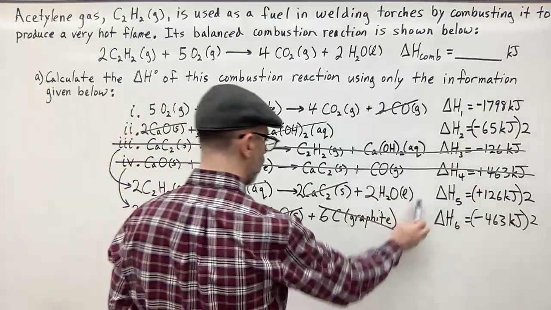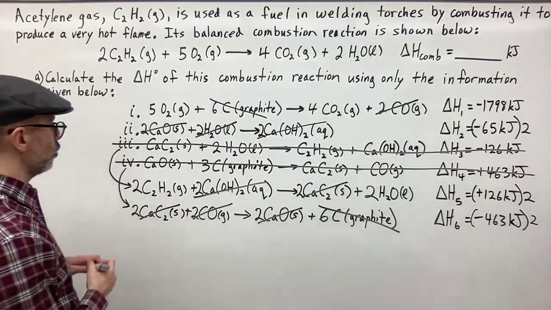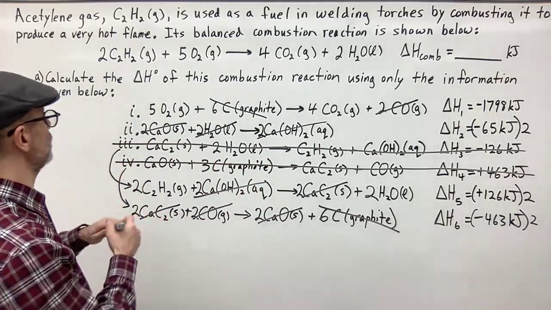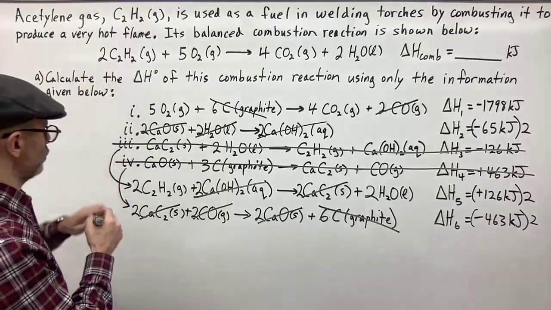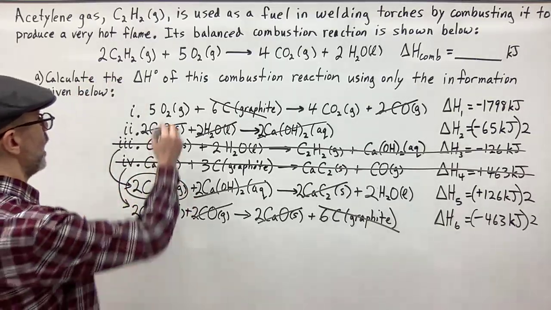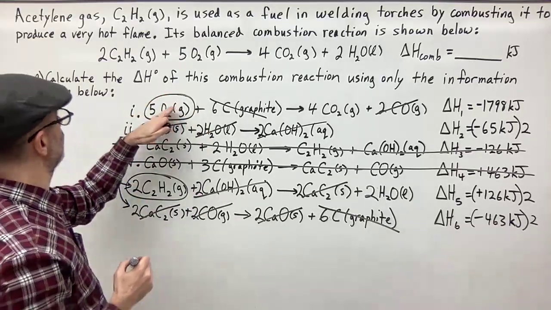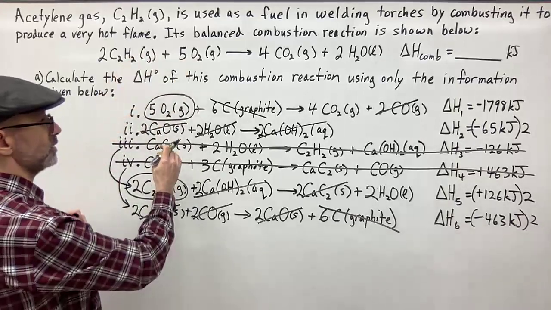I have my 2 waters. This is gone, this is gone, this is gone, this is gone. So now I'm going to circle everything that's left. So I have my 2 H2CO2. Here we go. That's left. I have my 5 oxygen gas. So those are the 2 reactants.